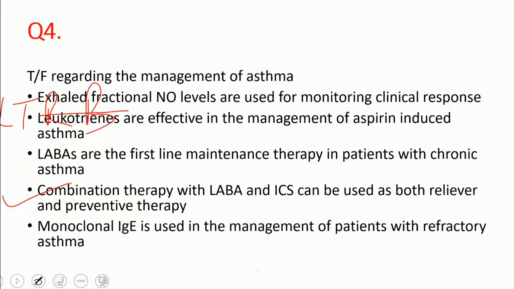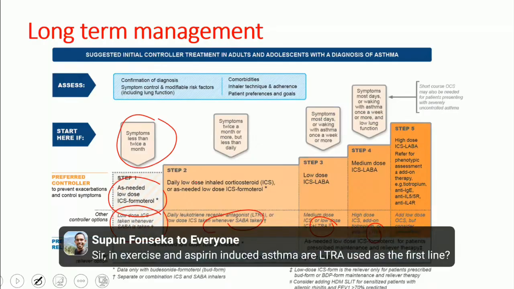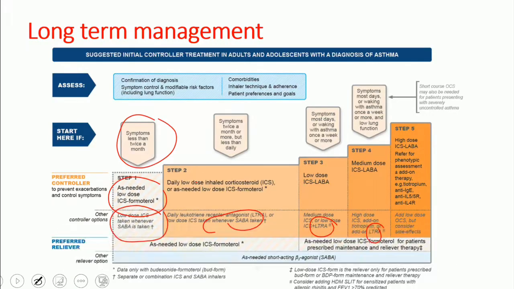Right. Third statement is false because whenever you use it in asthma, you never use a LABA alone. Right? It's always the ICS LABA combination, the two go together, right? We don't use a LABA alone in long-term asthma management.